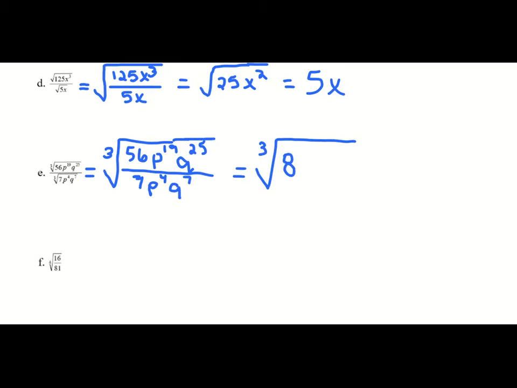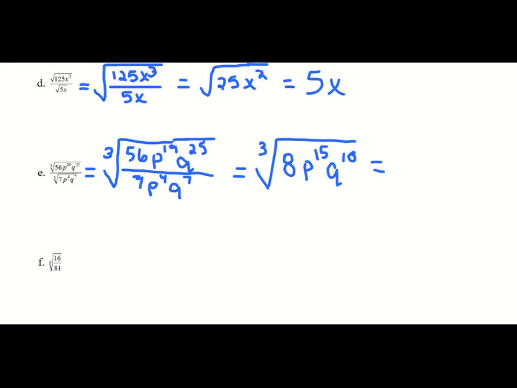And then p to the 19th divided by p to the 4th will end up being p to the 15th because we subtract those exponents. Q to the 25th divided by q to the 7th. When I subtract 25 minus 7, I end up with q to the 18th power. And now I can take the cubed root of these values.